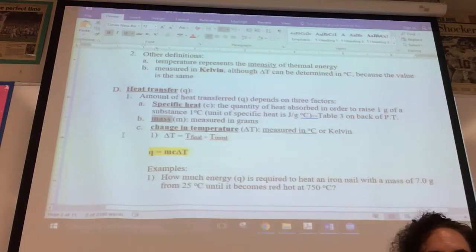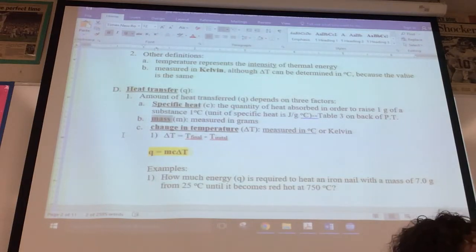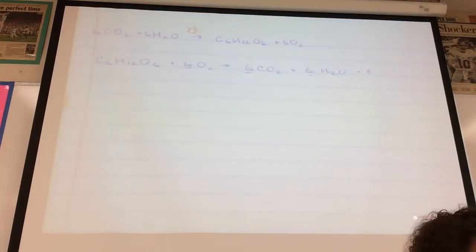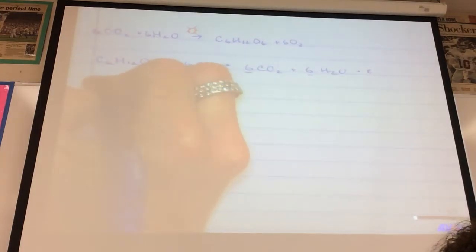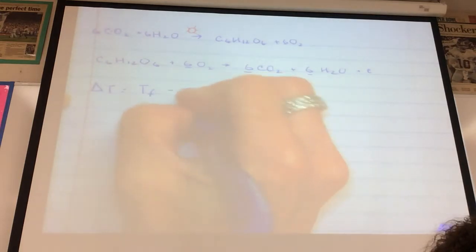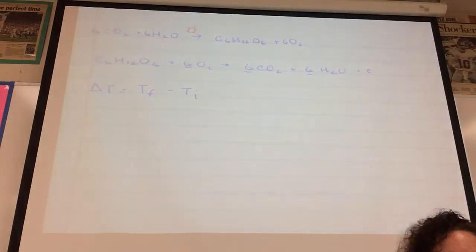A second factor is mass, and this you will like. Mass is abbreviated with an M, unit grams, and you don't have to convert to moles. All right? The other factor is the change in temperature, abbreviated delta T. We typically leave this in degrees Celsius, and I'll show you why. The change in temperature is the final temperature, abbreviated TF, minus the initial temperature, abbreviated TI.